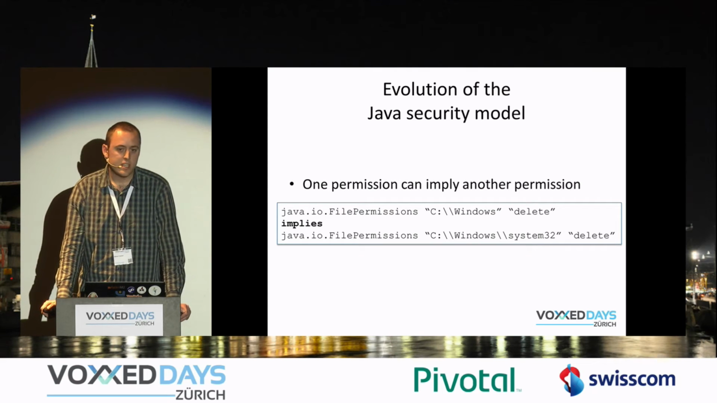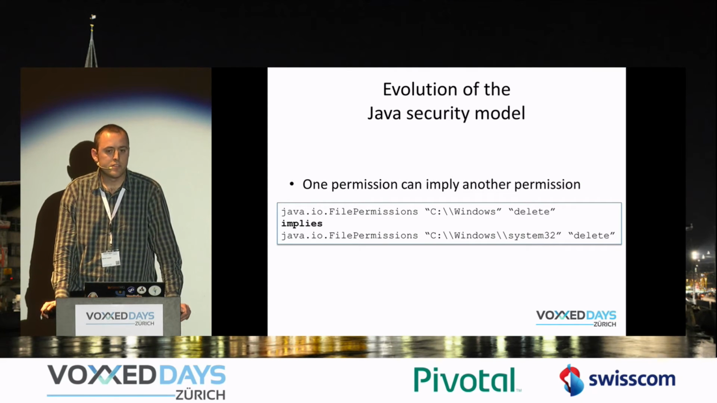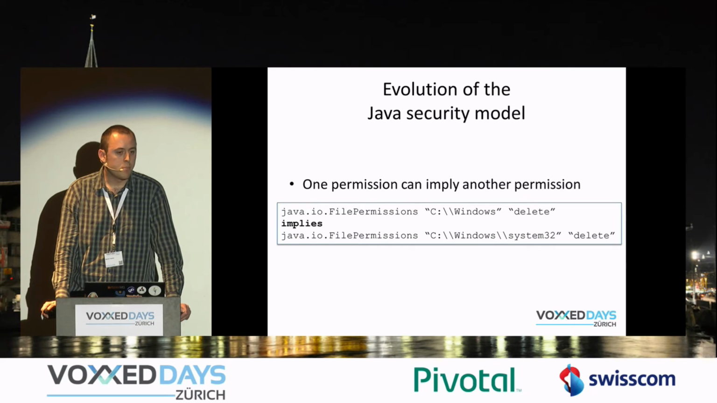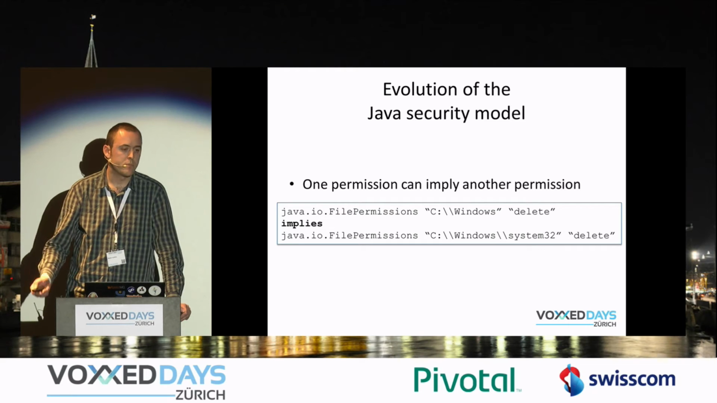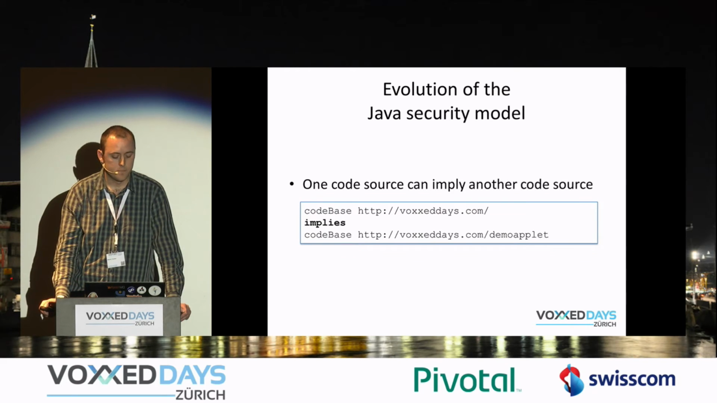One interesting thing that is also implied by the permission model of the JDK is that one permission can imply another permission. So if, for example, we give an applet or some other location of the source code permission to delete the C Windows folder, this effectively implies that we can also delete the C Windows System32 folder. So this means that one permission essentially can imply another one.